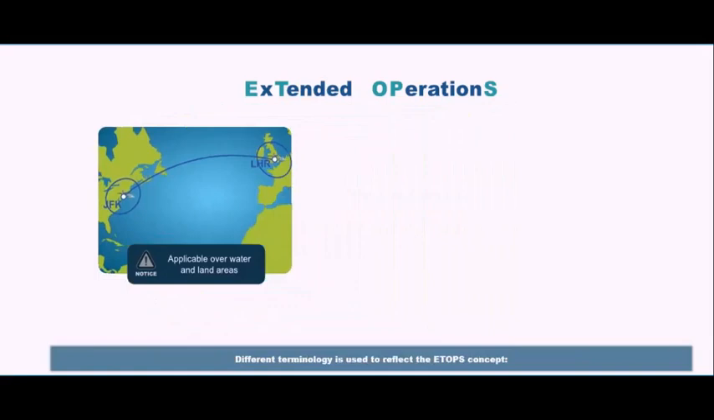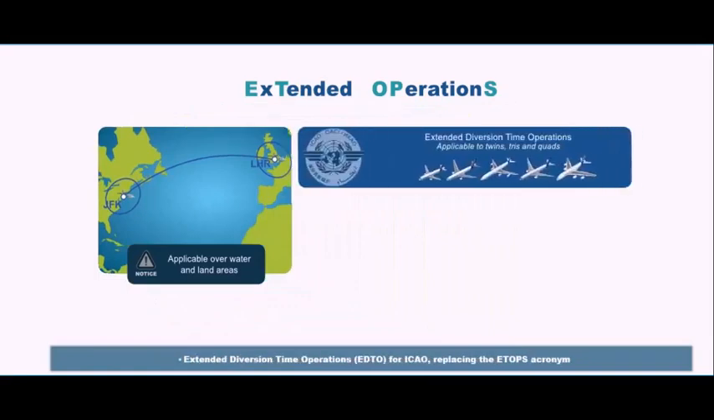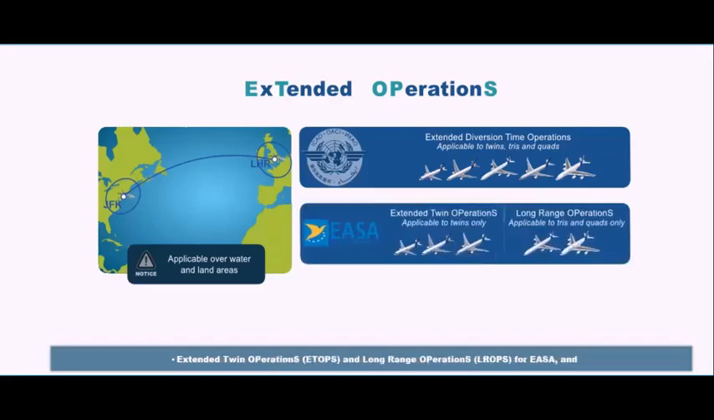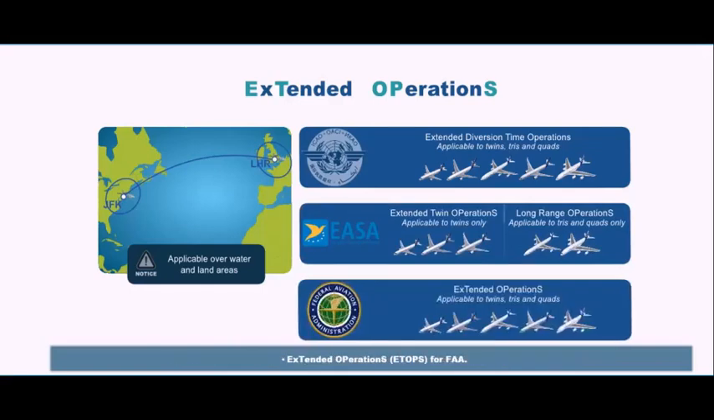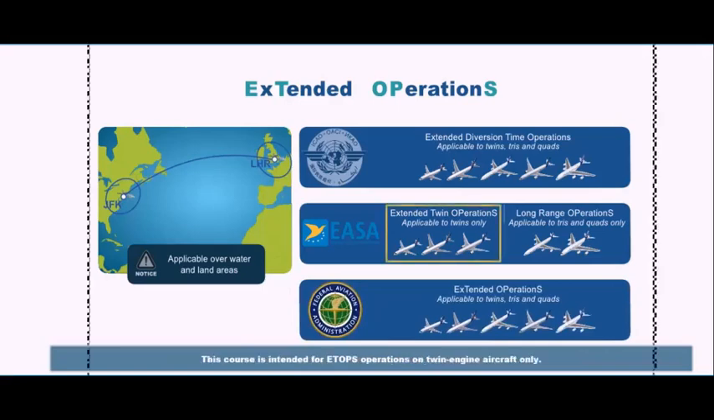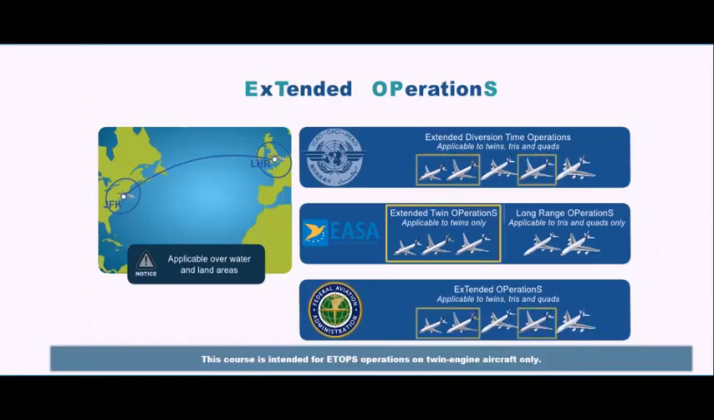Different terminology is used to reflect the ETOPS concept. Extended Diversion Time Operations, EDTO, for ICAO, replacing the ETOPS acronym. Extended Twin Operations, ETOPS, and Long Range Operations, LROPS, for EASA, and Extended Operations, ETOPS, for FAA. This course is intended for ETOPS operations, on twin-engine aircraft only.